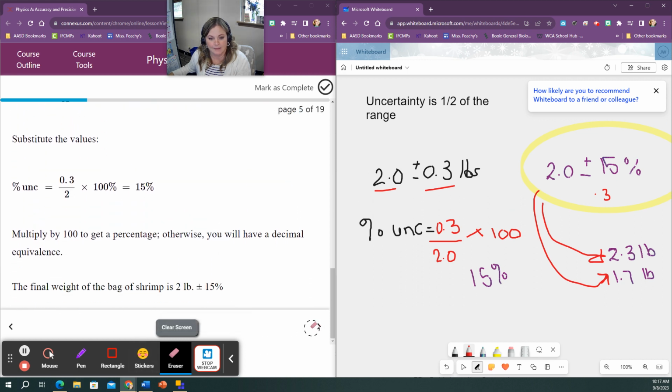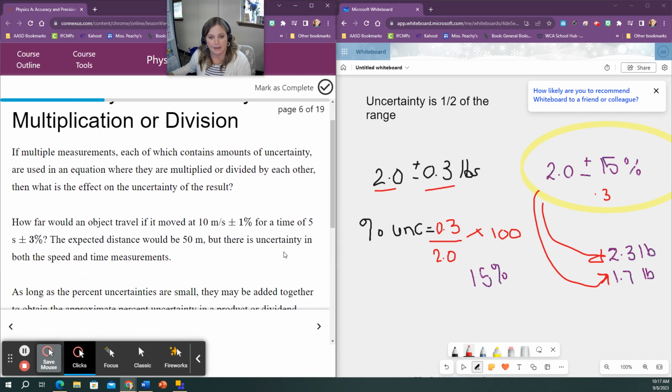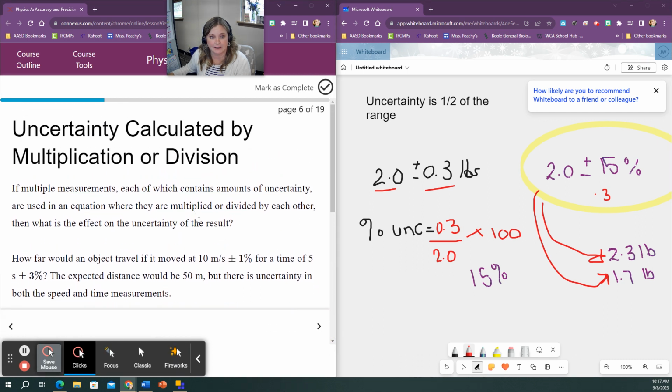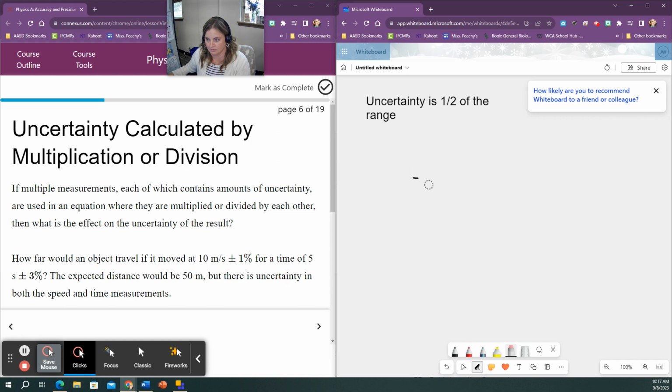So you then have certain uncertainty by multiplication or division. Let's see what I can do, you guys, here. Can I erase entire stroke? There we go. All right.